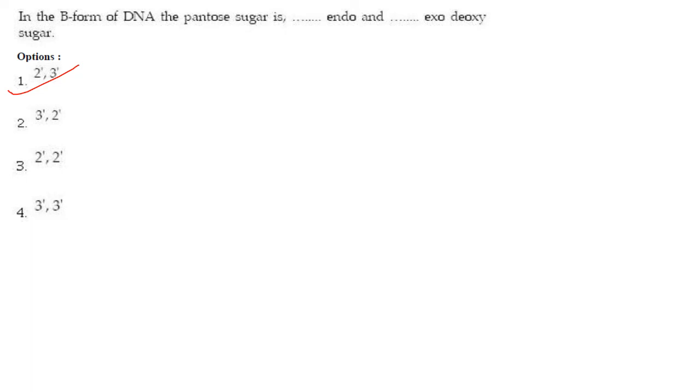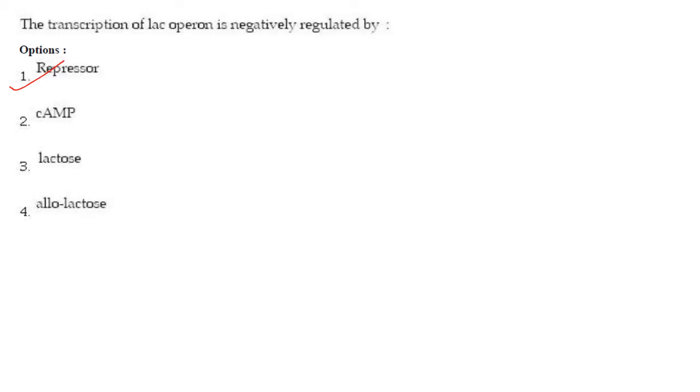In the B form of DNA, the pentose sugar is dash endo and dash exo deoxy sugar. Option 1, 2 prime 3 prime, 2, 3 prime 2 prime, 3, 2 prime 2 prime, 4, 3 prime 3 prime. Answer is option 1, 2 prime 3 prime. Next one. The transcription of lac operon is negatively regulated by option 1, repressor, 2, cAMP, 3, lactose, 4, allolactose. Answer is option 1, repressor.